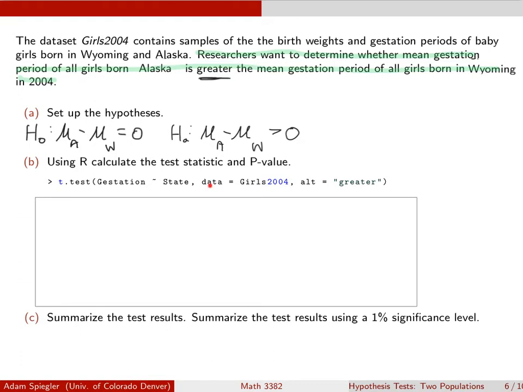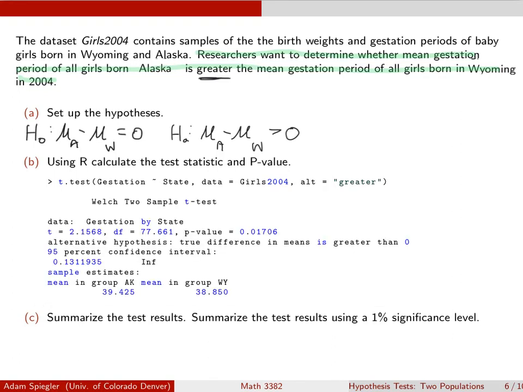Then we need to tell R where these variables live. This is in the data set Girls2004. Then we need to indicate the direction in our alternative hypothesis, and that is now greater. Here we can type greater. I believe you can just enter g, and it would read that as well. So that's how we would want to enter this in R.